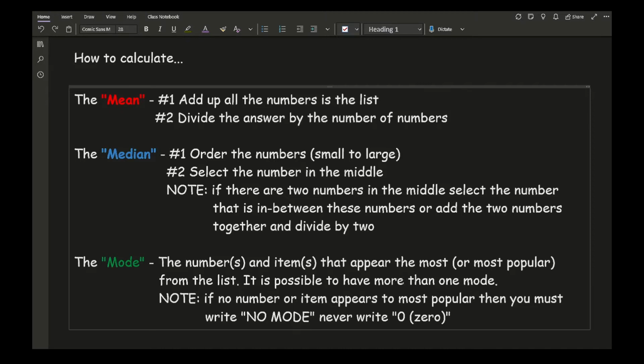It depends on how a question's written, but generally speaking, if you've got 5 numbers and they're all unique, you wouldn't state that they're all the mode. You would just say that there is no mode. So I would generally say that if there's more than 2 items that appear the most, then there is no mode. But again, that can sometimes be different depending on the question.